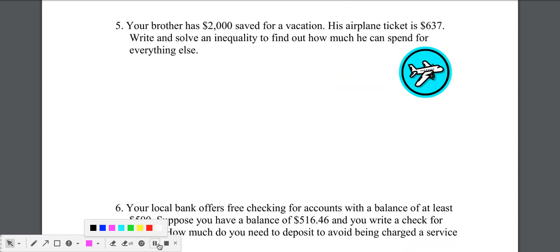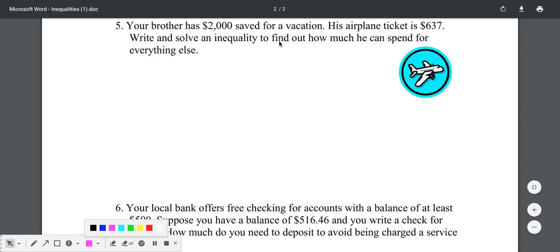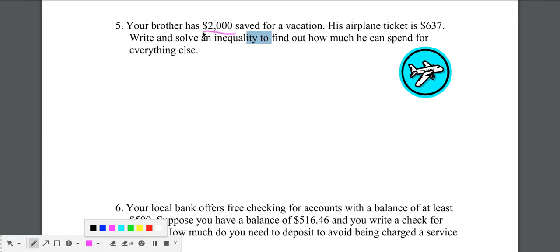Number 5. All right, I moved number 5 up a little bit, and I just want to read it here and then underline anything that is important. Your brother has $2,000 already saved. Okay, so let's underline that. That's $2,000 already saved for a vacation. His airplane ticket is going to cost that much off the top, right? So what are all of the expenses that will add up? Well, we've got airline ticket and then other things, right? Like lodging and all the other expenses that you're going to have.